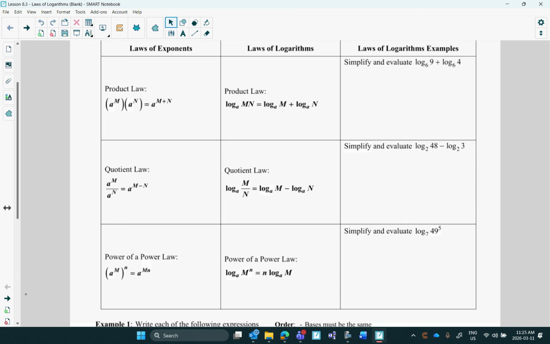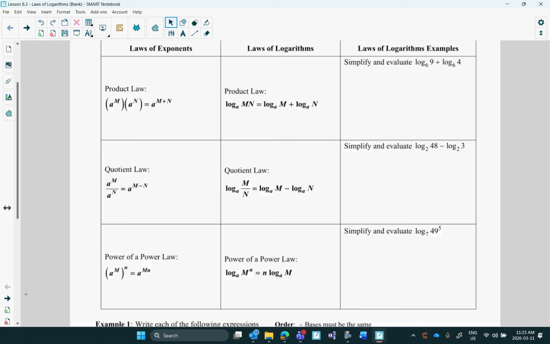There are similar log laws, and you will always get these. These will be on a formula sheet, okay? And on the last page of this lesson, there's a proof of the 3 log laws, but we're not really going to go through that. Just know that in the product law, when we multiply 2 powers, base stays the same, add the exponents.